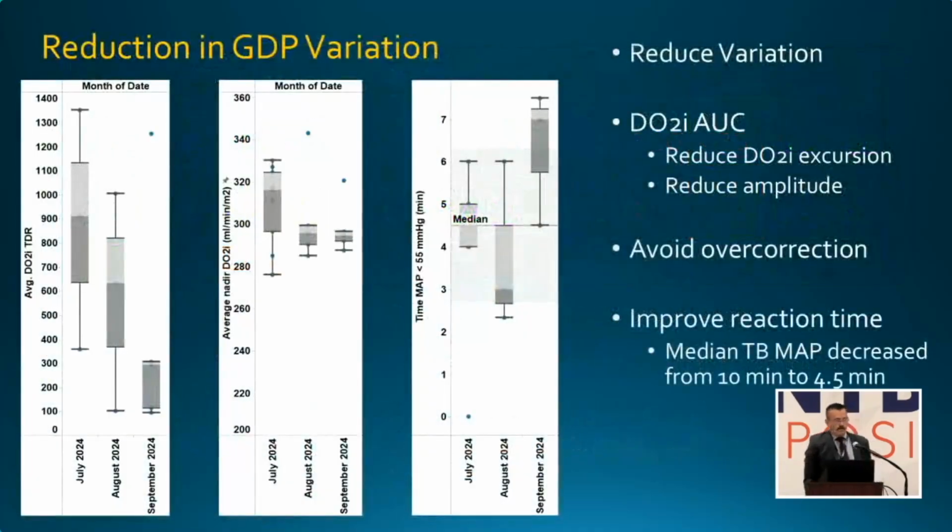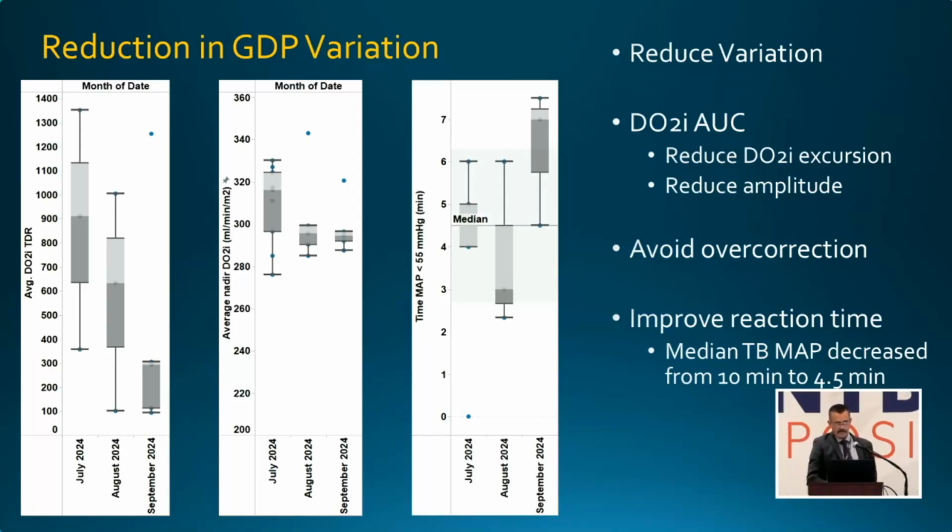All right, so what have we seen in our early experience with this? So if we look at our first 3 months of implementing this, on the left here, what you see is our DO2 area under the curve. And what we see in the first 3 months is not only a reduction in the median area under the curve, but also look at the amplitude. So this is the variation between perfusionists with like cases. So not only a reduction in the area under the curve, but a reduction in variation between staff.